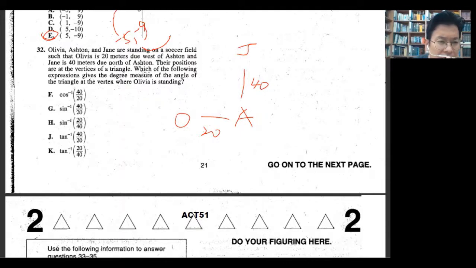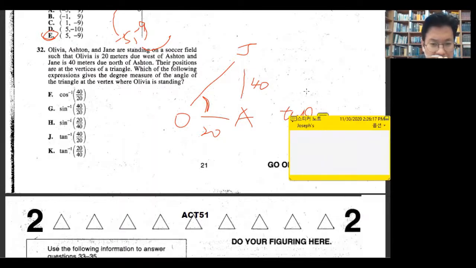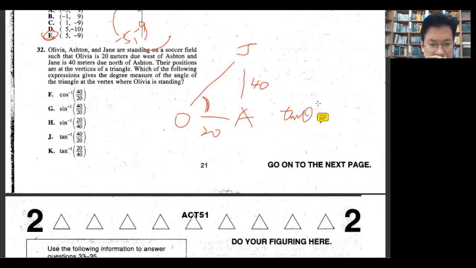Which expression gives the degree measure of the angle of the triangle at the vertex where they were standing? Okay, so this one is whatever angle that they're talking about. So since we know these two, opposite and adjacent, we use tangent. So tangent theta equals opposite over adjacent. So this one, J.